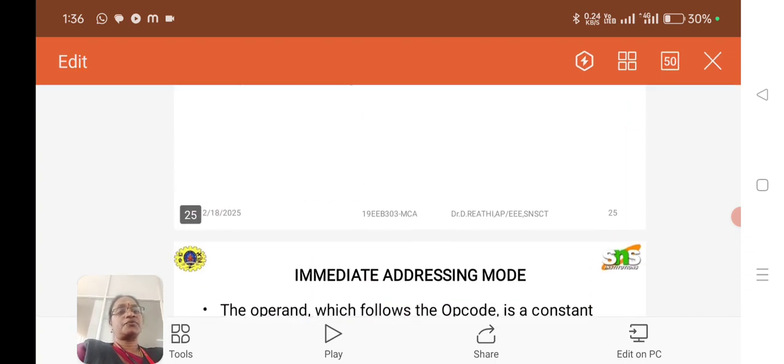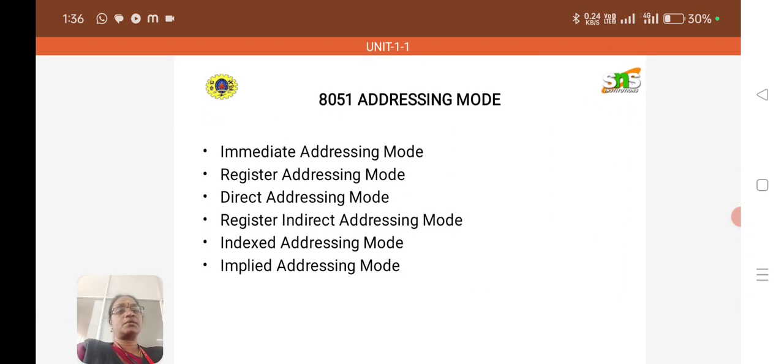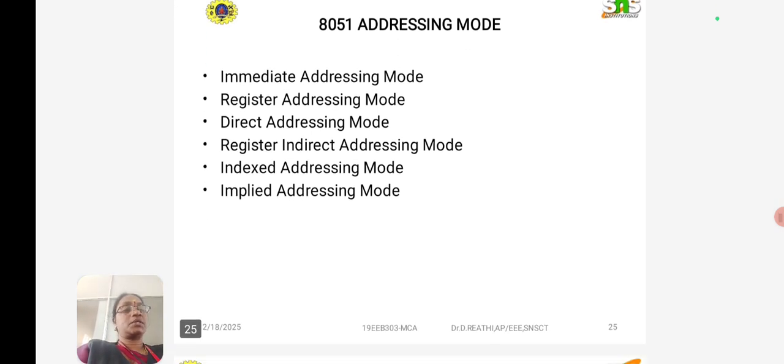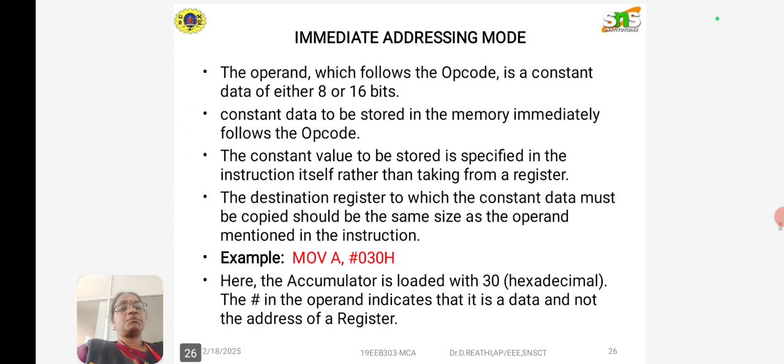The addressing modes of 8051 are of 6 types. The first one is immediate addressing mode, the second is register addressing mode, the third is direct addressing mode, then register indirect addressing mode, indexed addressing mode, and implied addressing mode. We will see them one by one with examples. First is immediate addressing mode.